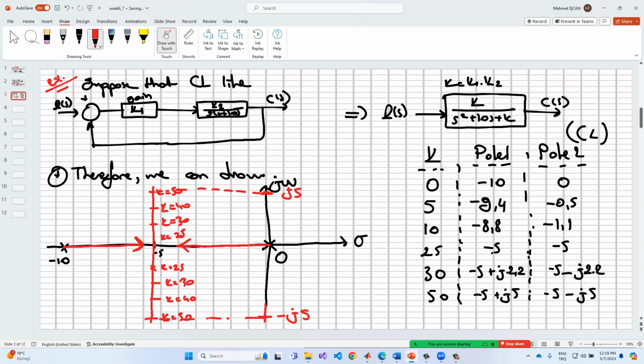If K is equal to 5, for example, we have minus 1, or 0.5, and we have K equal to 5 and minus 9.4, right? And we also have K equal to 10. These roots indicate minus 8.8, but at K equal to 10, we have minus 1.1.